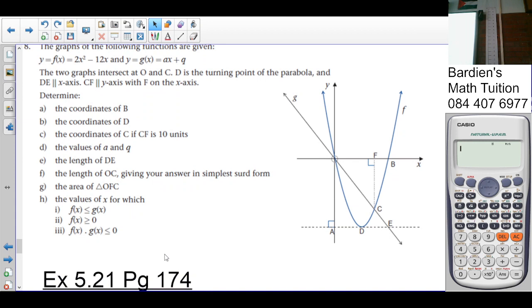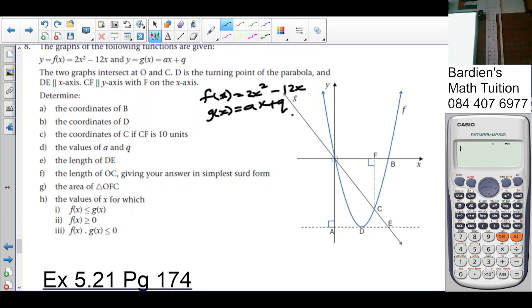Okay, so we are told the graphs of the functions are given. f of x is equal to 2x squared minus 12x, and g of x is equal to ax plus q. The two graphs intersect at O, which is the origin, and C. D is the turning point of the parabola.